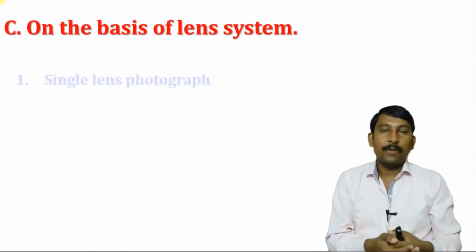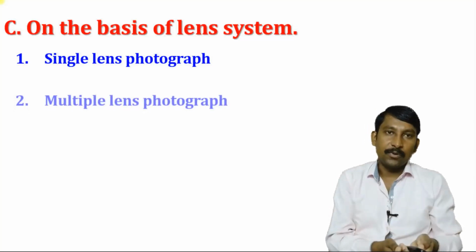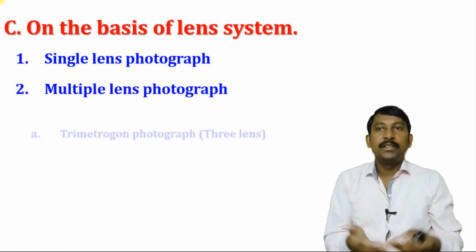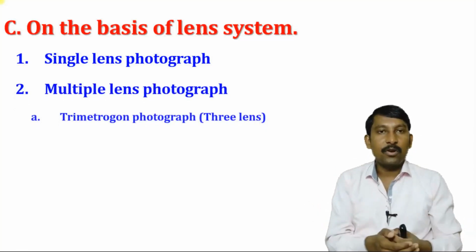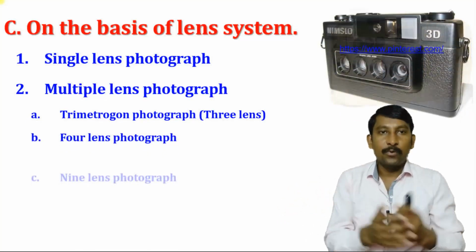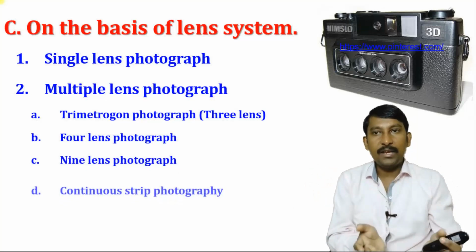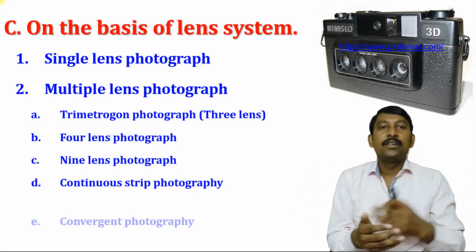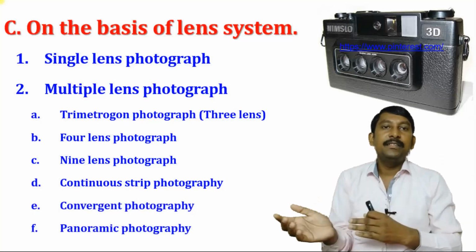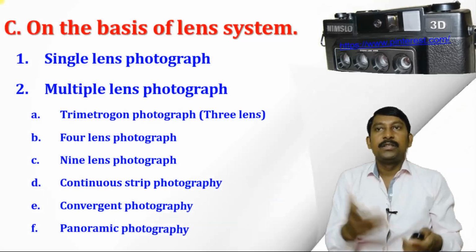Next, types of photographs on the basis of lens system: single lens photographs and multi-lens photographs. The multi-lens photographs include the Trimetrogon photographs, also called 3-lens photographs, 4-lens photographs, 9-lens photographs, continuous strip photographs, convergent photographs, and last, the panoramic photographs. These are the multi-lens photographs.